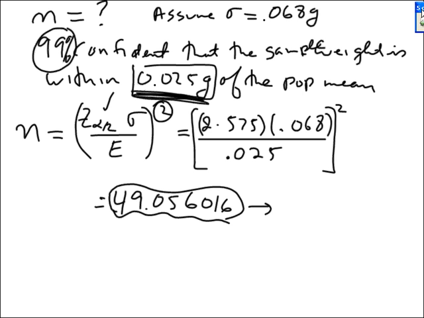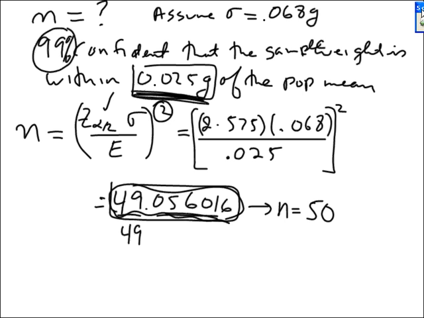But how can a company check 49 and a fraction of quarters? Well, you can't. So you have to bump it up. You go to the next integer. You always round up. You do not round off. If you rounded this number off to the nearest integer, you'd get 49.